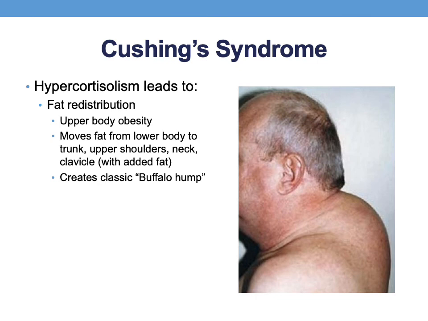Classic buffalo hump across the shoulders here. Hypercortisolism leads to the fat distribution, especially the upper body, and causes upper body obesity. And fat moves from the lower body and the arms to the trunk, upper shoulders, neck, and the clavicle. And then you see again, I'm going to mention again the buffalo hump across this person's back.